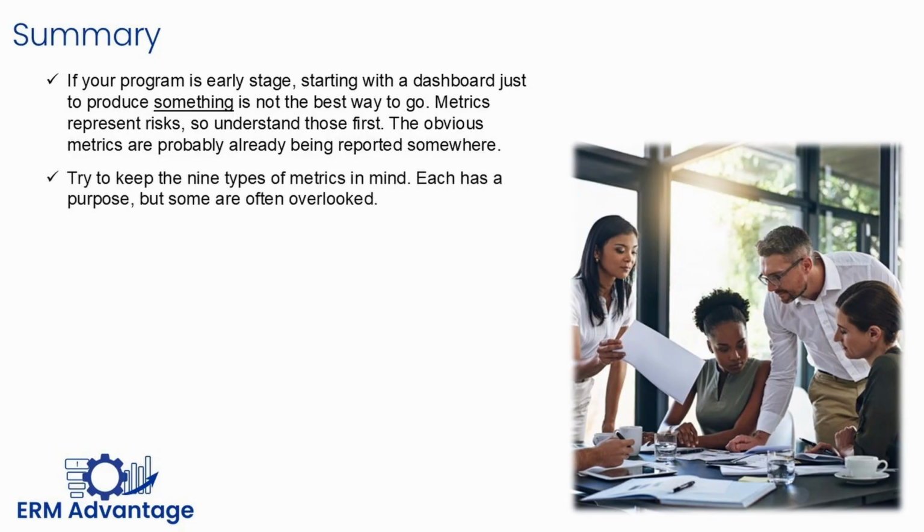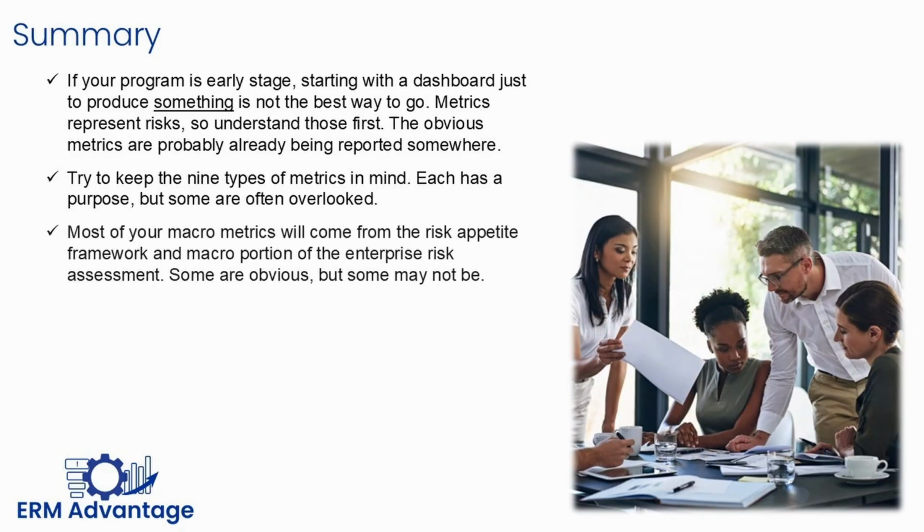Second, try to keep the 9 types of metrics in mind. Each has a purpose, but some are often overlooked. And it's a good way to consider, are we using metrics in all of the right ways possible that can benefit our program? Third, most of your macro metrics will really come from the risk appetite framework and macro portion of the enterprise risk assessment. Those are metrics that really relate to the overall company. Some are obvious, but some may not be, so it's still worth going through those frameworks to see if there's anything else that should be monitored.